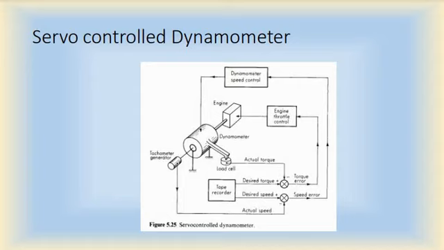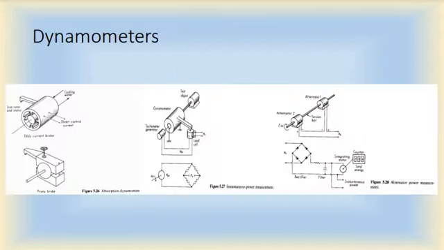Next, let us move on to other types of dynamometers, which are given in this figure. First one, you can see the absorption dynamometer, and then you can see instantaneous power measurement here, which we have explained in a minor form as a servo control dynamometer. And in this case, you can see an alternator power measurement. This is also a type of power measurement.